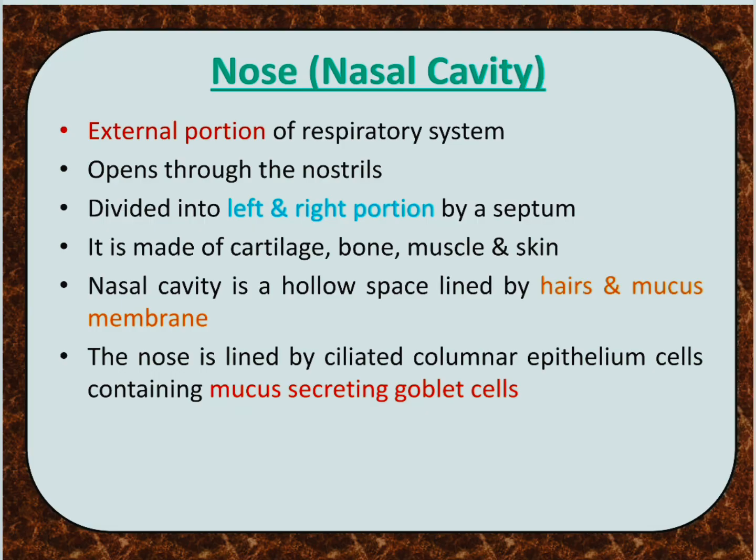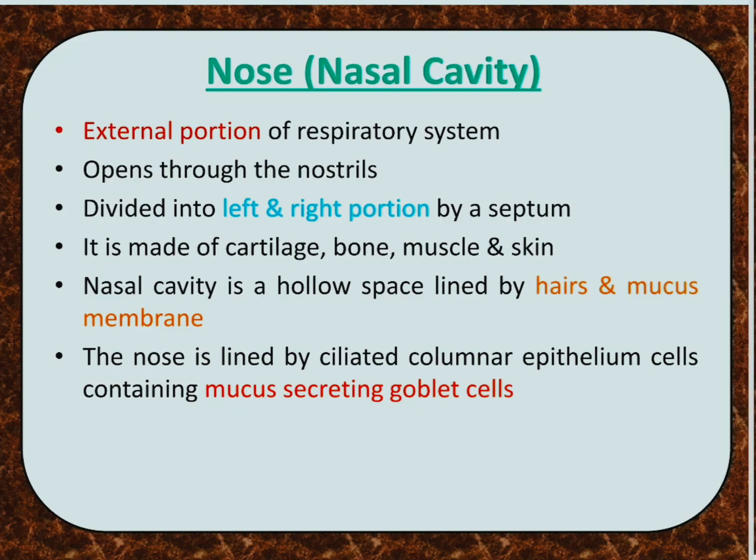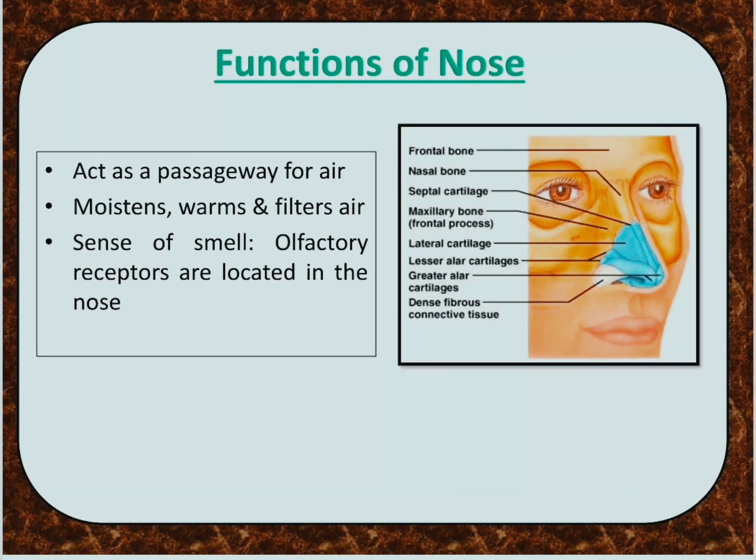The nose is lined by ciliated columnar epithelial cells containing mucus-secreting goblet cells. Functions of the nose: it acts as a passageway for air. It will moisten, warm and filter the air. Olfactory receptors located in the nose help with the sense of smell.